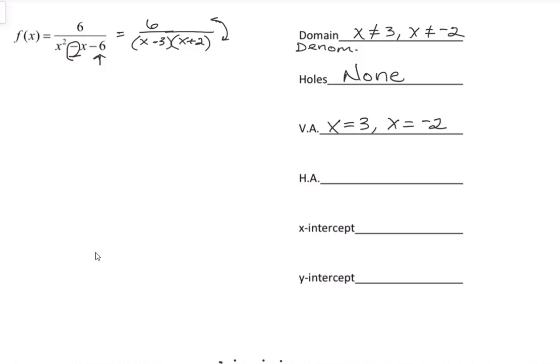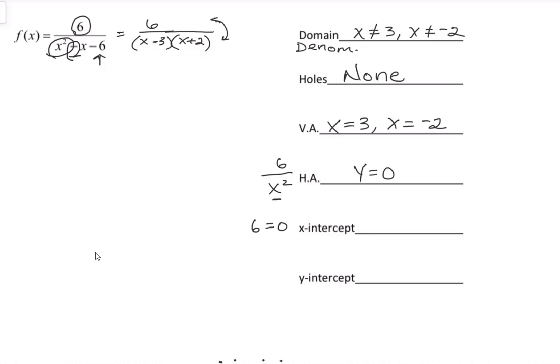Now, if we look at the leading term on the numerator and the denominator, I'm going to have 6 over x squared. If I look back at the original function, x squared was my leading term in the denominator, and 6 was my only term in the numerator. So I have more x's in the denominator than in the numerator, which means that my horizontal asymptote is y equal to 0.